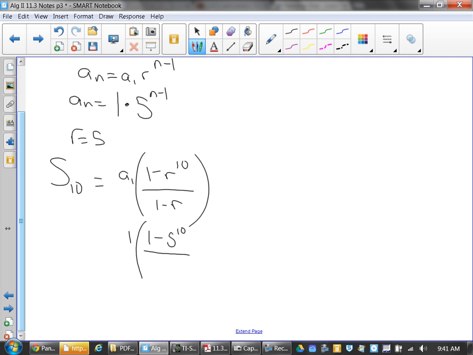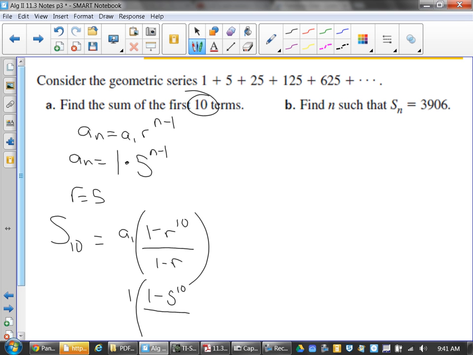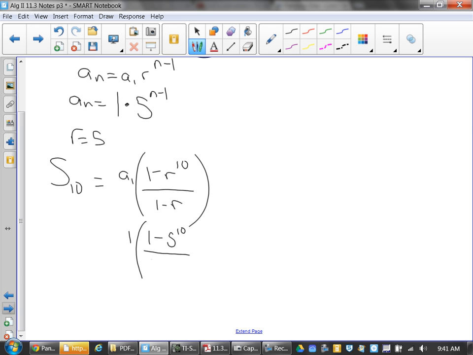In this problem, it's the 10th power because it's asking for 10 terms. Okay. Sometimes it'll ask you for 8. So it depends on the number. Yes, sir. Okay. And then it's just over 1 minus 5.